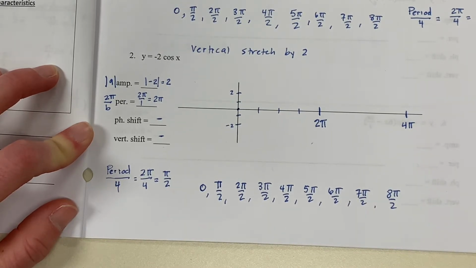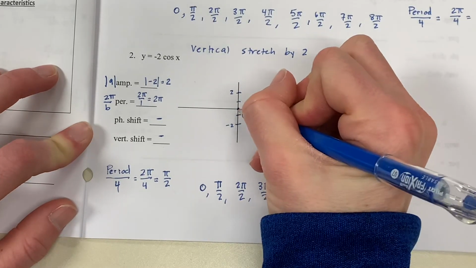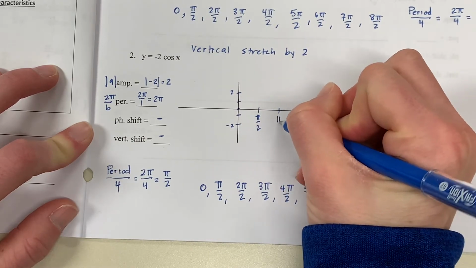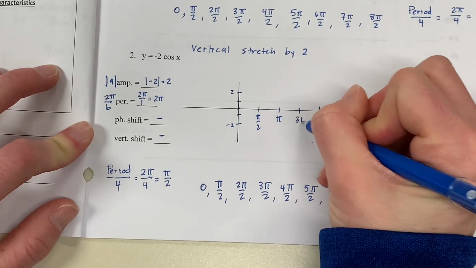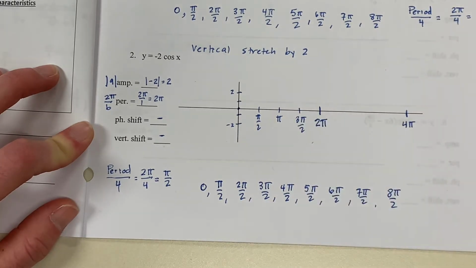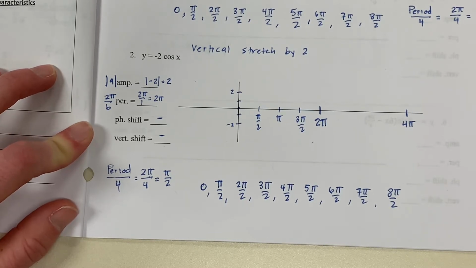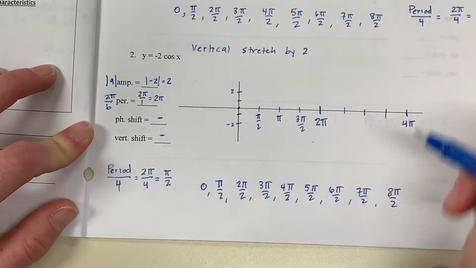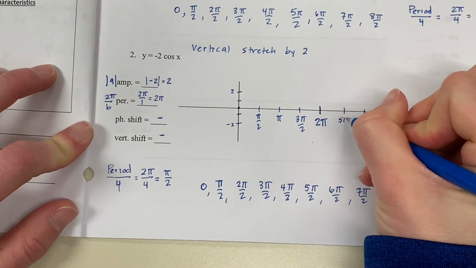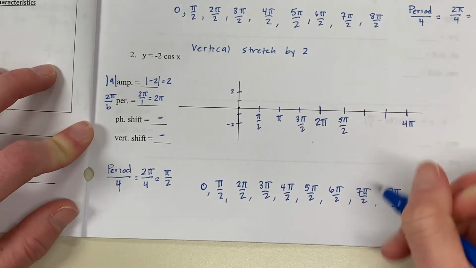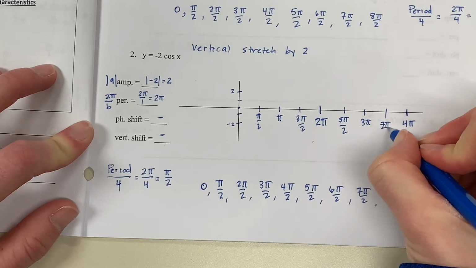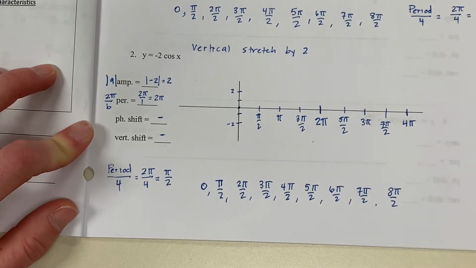Make sure you reduce before you label. So I have 0, pi over 2. 2 pi divided by 2 is pi. 3 pi over 2. And notice those are the quadrant angles on the unit circle because there was no phase shift and our period did not change. My 3 significant points in my second period: I have 5 pi over 2, 6 pi divided by 2 is 3 pi, 7 pi divided by 2, and 8 pi divided by 2 is 4 pi.